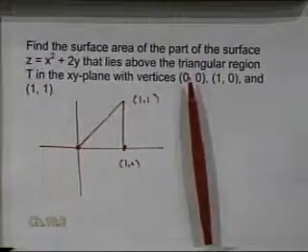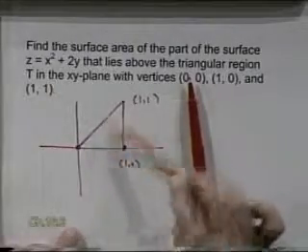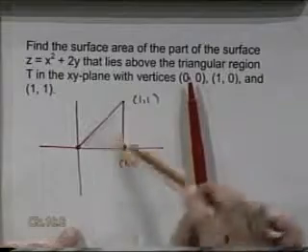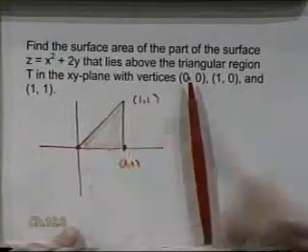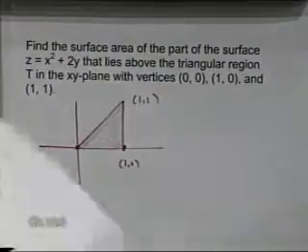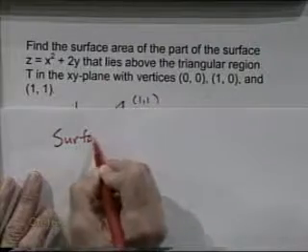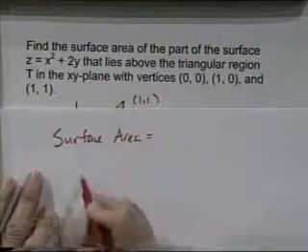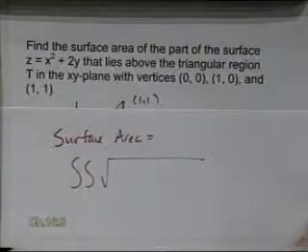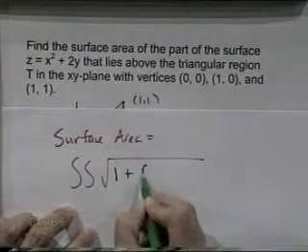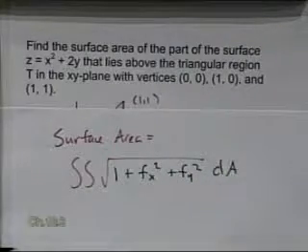Now, the key to the kingdom with this problem is, which way do I integrate? Those of you that say, oh, I always go dx dy, your life's going to be a little bit more difficult than those that can be a little bit more flexible. Next thing, you say, okay, surface area, piece of cake. Surface area is the double integral of the square root of 1 plus fx squared plus fy squared dA.